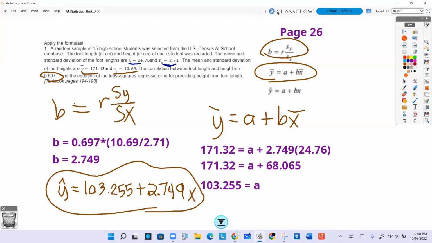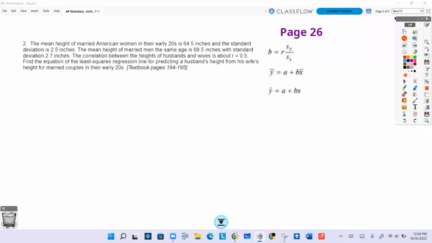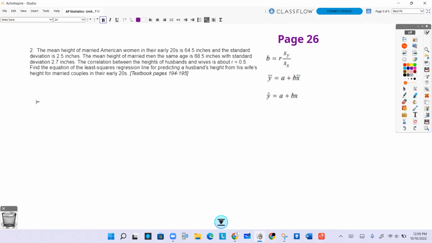All right, you go ahead and do the next one and check it. This one would be a good thing to try on your own. So you could pause the video and then you can check it once you've done trying working it out.